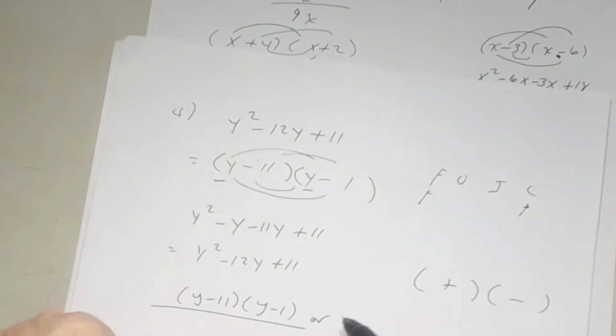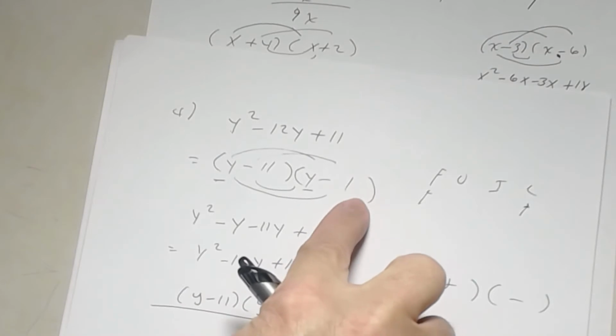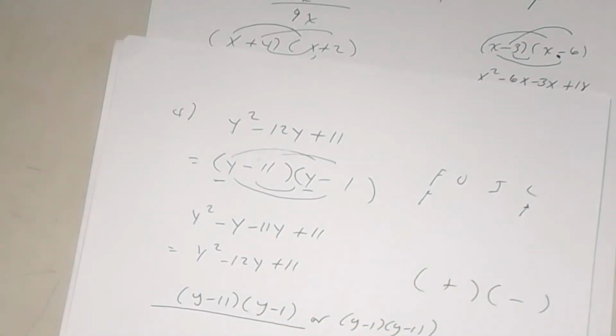Let me just say this. Could someone else have said y minus 1 times y minus 11? Yes, because remember, when we did this, you could have put 1 here and 11 there. It doesn't matter because multiplication is commutative. The order in which you multiply does not matter. y minus 11 times y minus 1 is the same as y minus 1 times y minus 11.